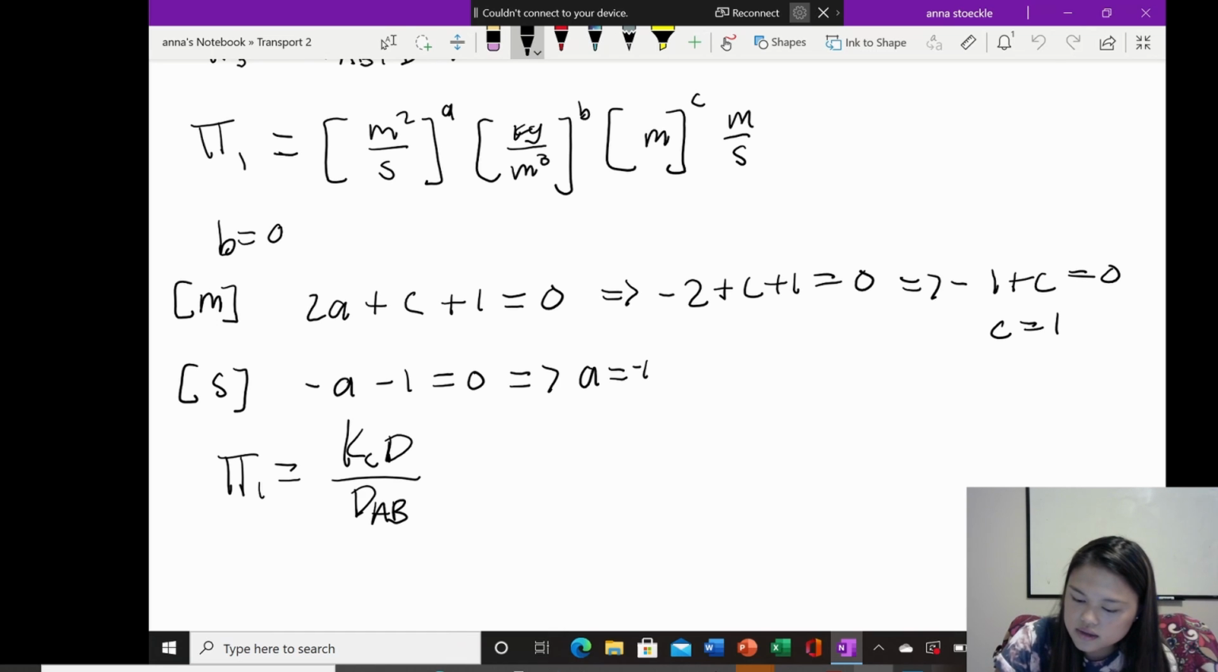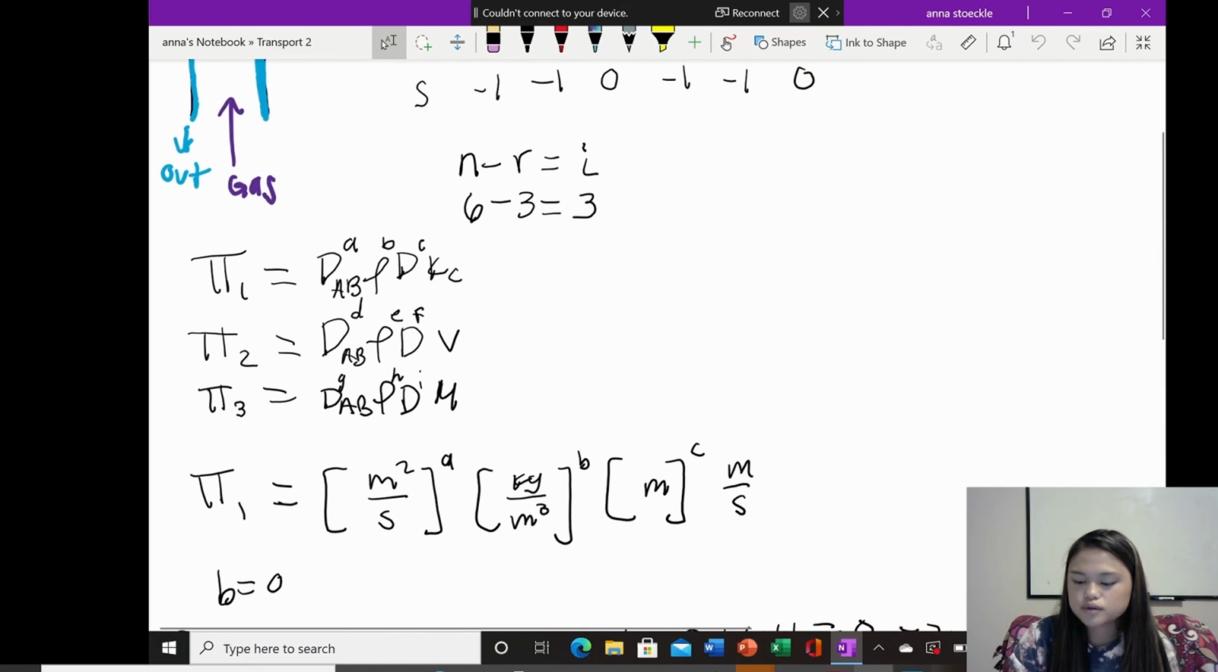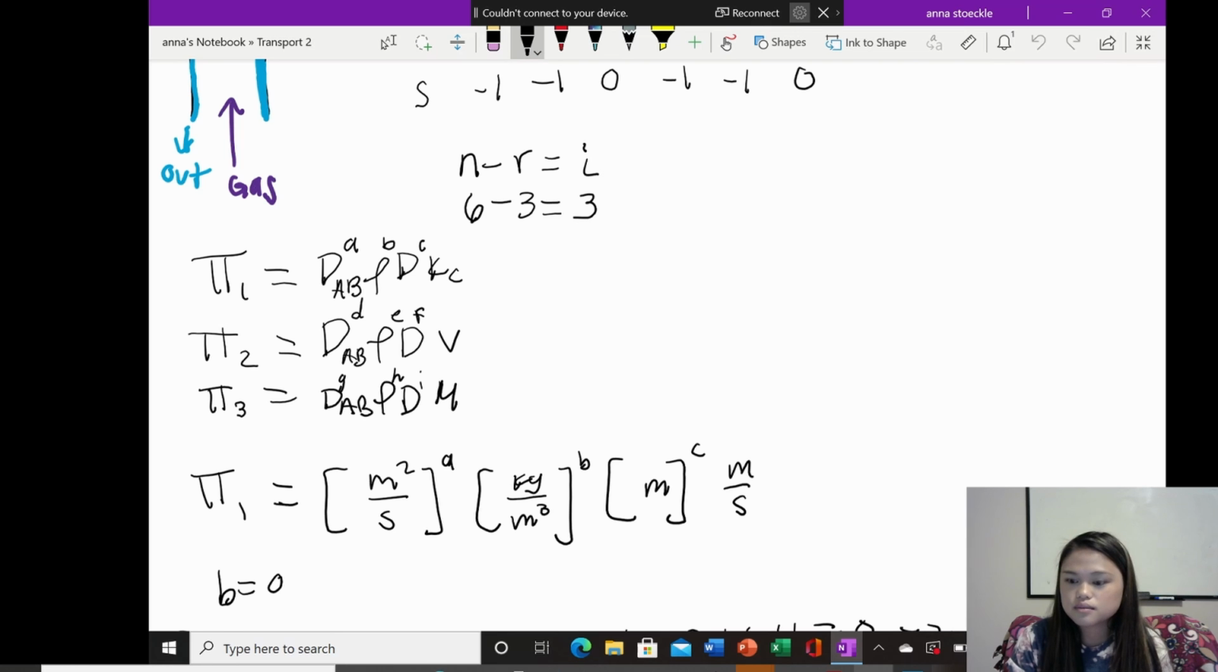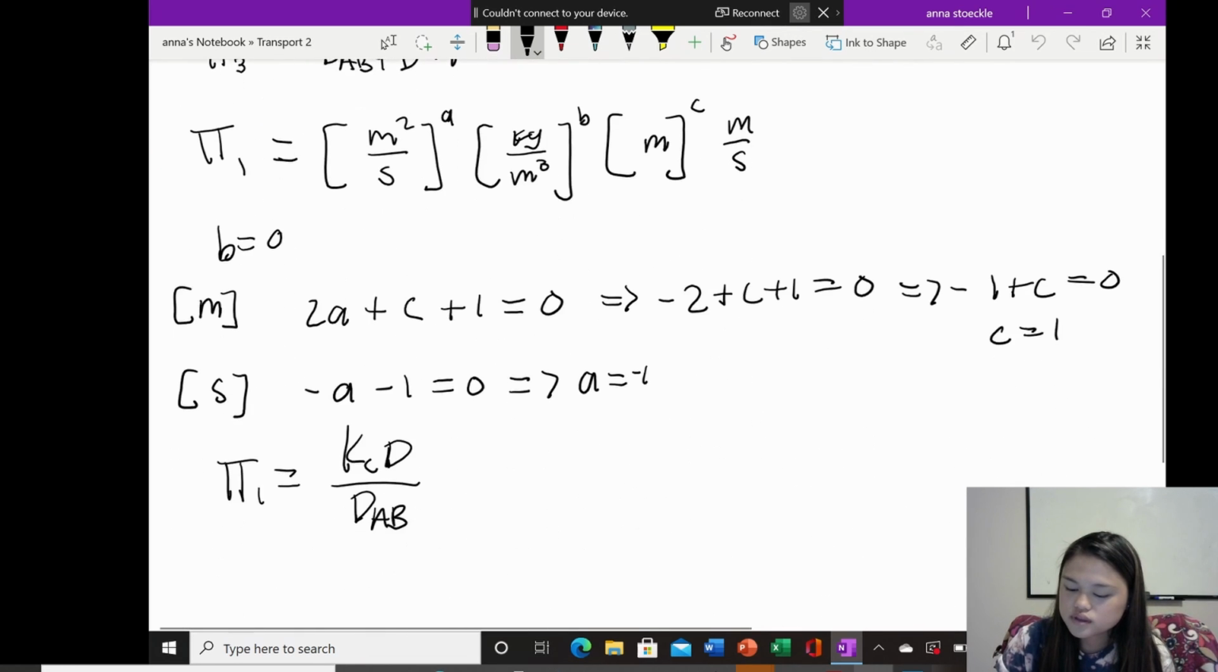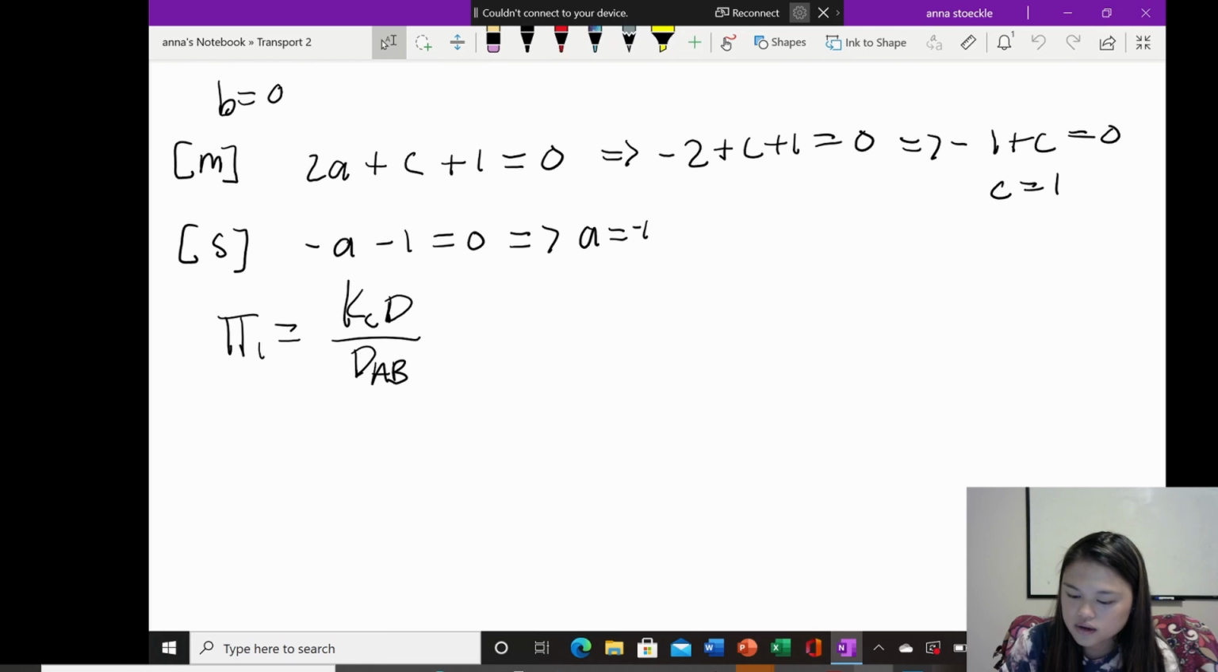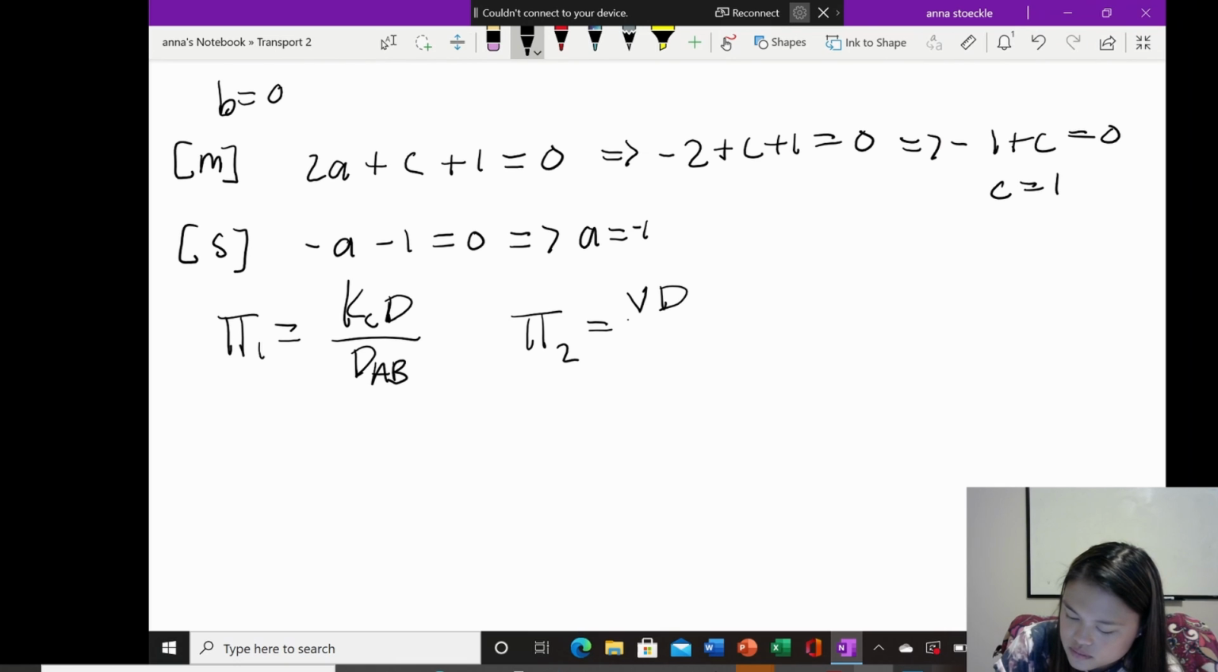Now, looking at this second pi group, we see that these variables are the same. And when we compare the mass transfer coefficient to the velocity in terms of units, they're also the same. So we don't have to do this again because we know how the units play out for the coefficients of the variables. So we can just put that for the second pi group: instead of the mass transfer coefficient, we're going to put velocity and that diameter all over that diffusion coefficient.